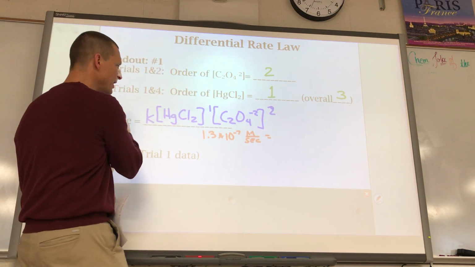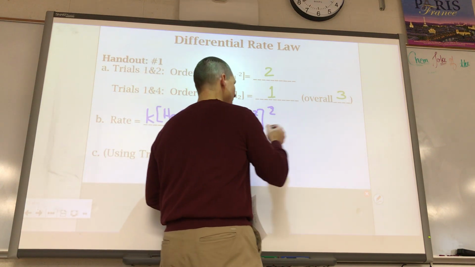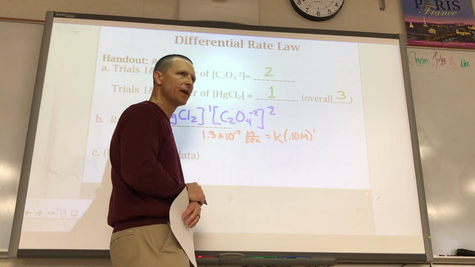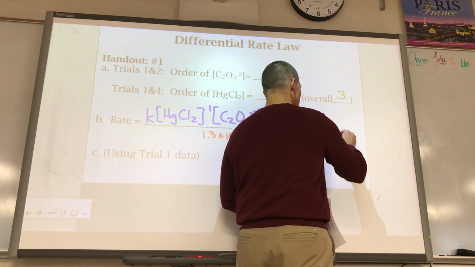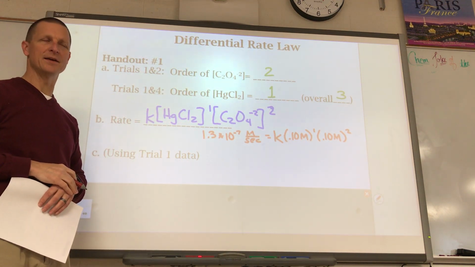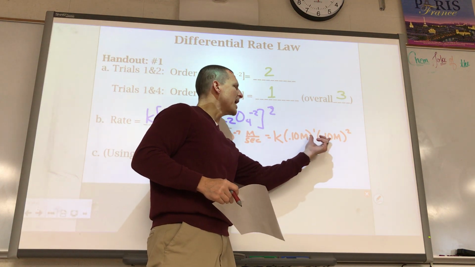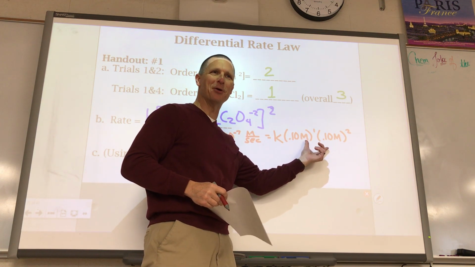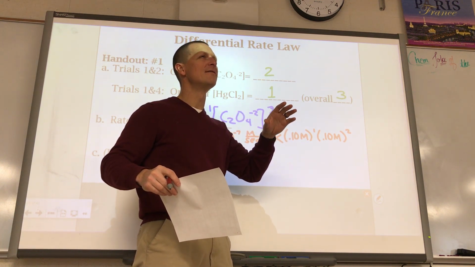That's the rate, that's this thing right here, equals K, we don't know what that is yet, times the concentration of HgCl2, 0.10 molarity to the first, times the concentration of C2O4. In trial one, it was 0.10 molarity, and then it was to the second. We're solving for K. What is 0.1 times 0.1 times 0.1? That's what we have over here. Yes, 0.1 to the third, also known as 10 to what power? 10 to the negative third.